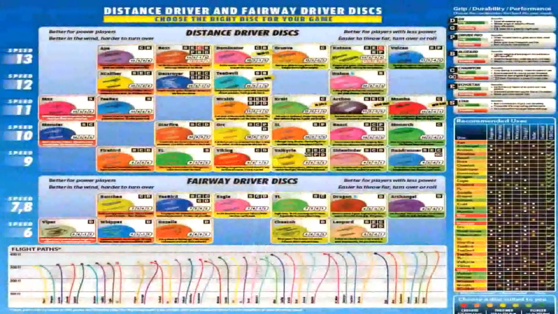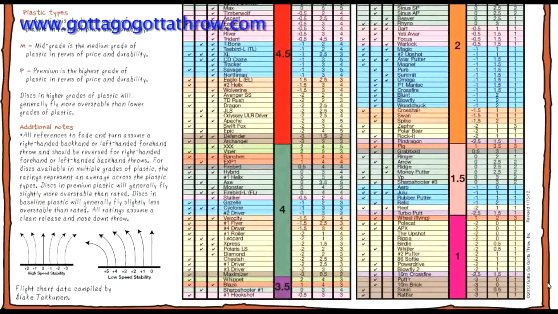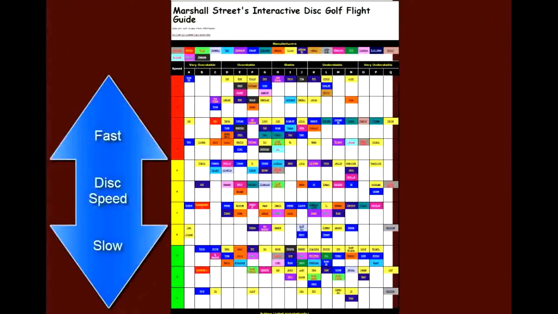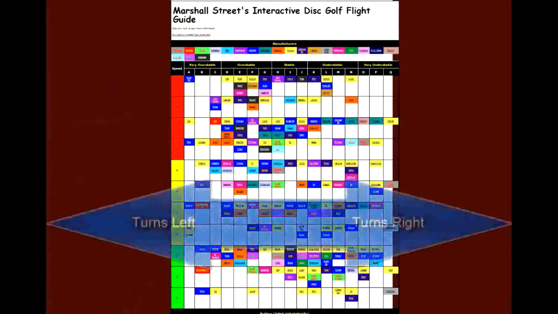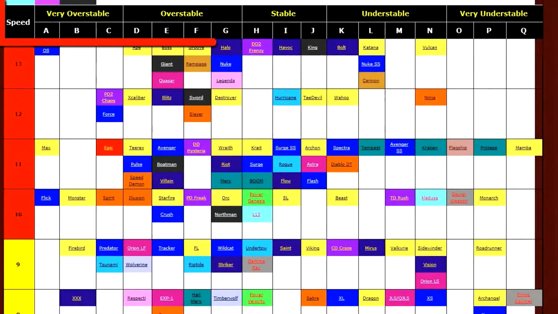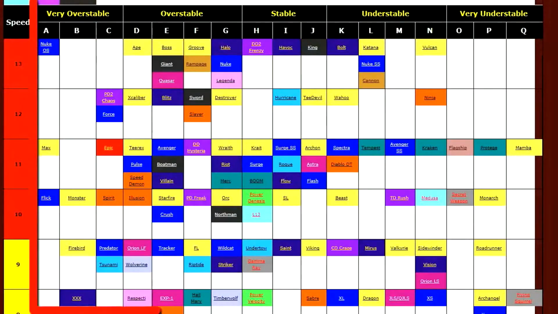There are speed and stability charts on the web that describe all of the flight characteristics of every single disc known to man. The discs are arranged on horizontal and vertical axes to indicate how each disc will fly at a specific speed. The left-right axis represents the stability of each disc. For example, discs on the left side of the chart are considered overstable.